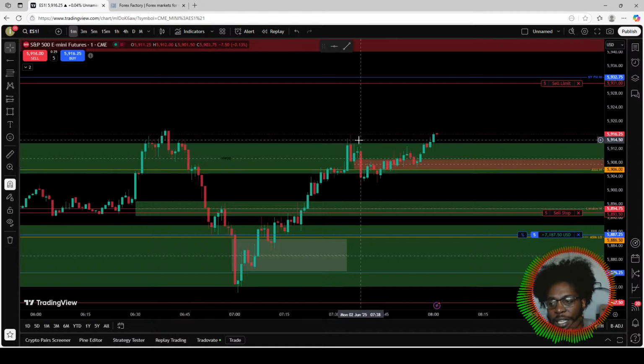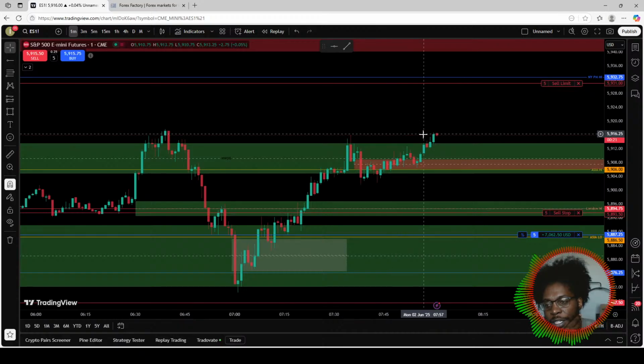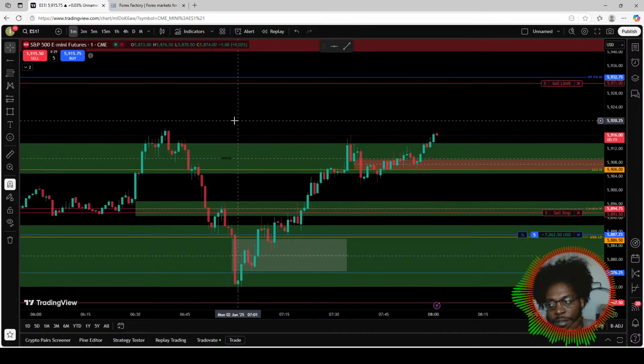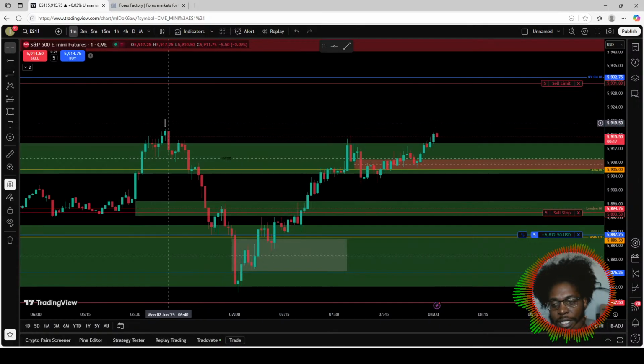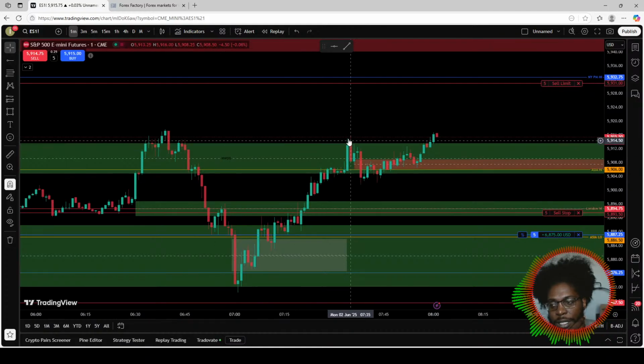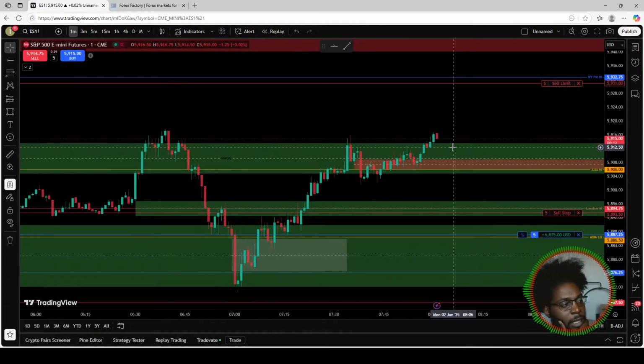Yeah, so I want to see some candles close above these highs. I don't want to see wicks at this point. So we closed above this high. Now I want to see us close above this next high over here. And I want to see bodies closed above it. I don't want to see any wicks above it and then the bodies below it.